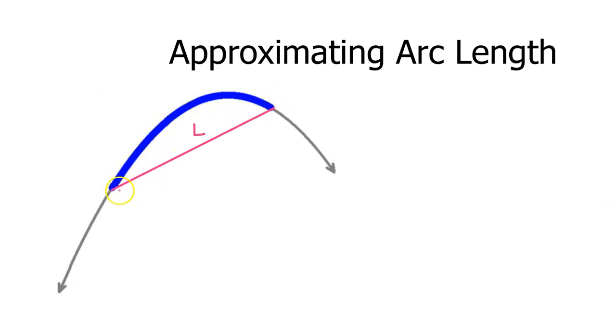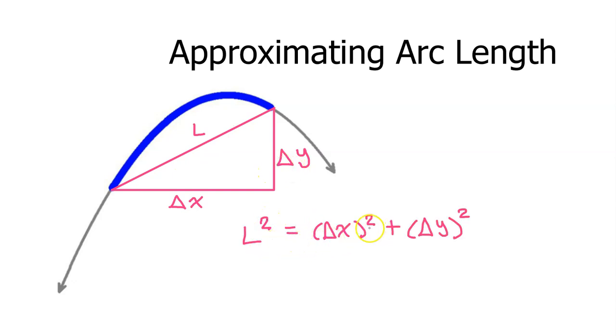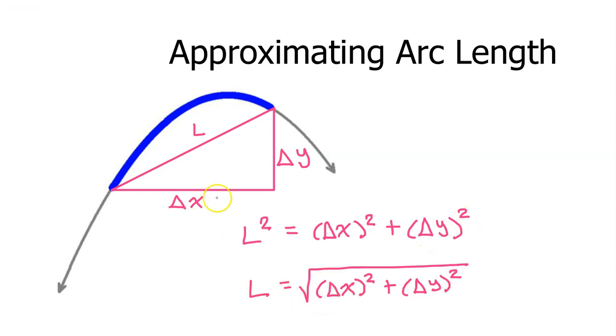We will start by using the length of this segment as a very rough approximation. Let's call the length L. If we call the change in x delta x and the change in y delta y, we can find an expression for L using the Pythagorean theorem. L squared equals delta x squared plus delta y squared. So our rough approximation of the arc length would be the square root of delta x squared plus delta y squared. But this would be a very poor approximation.